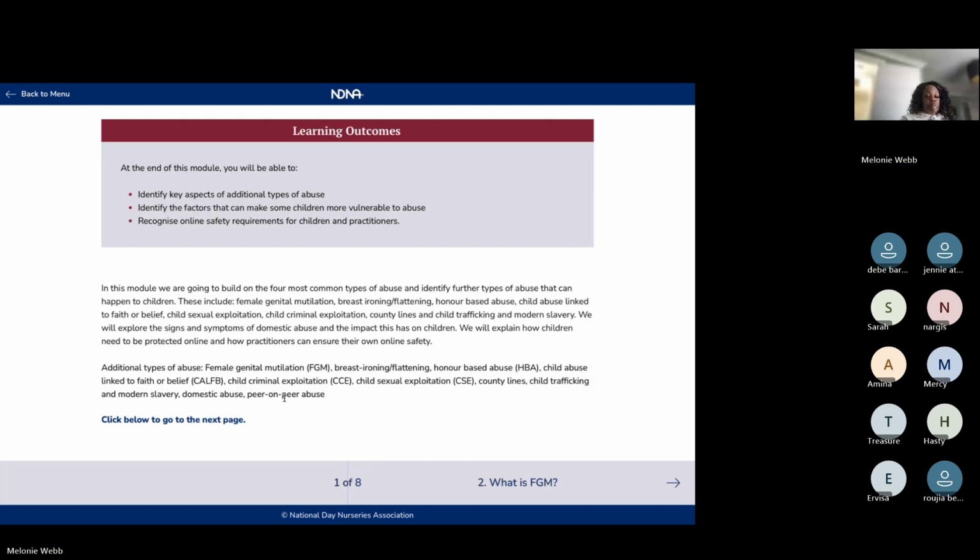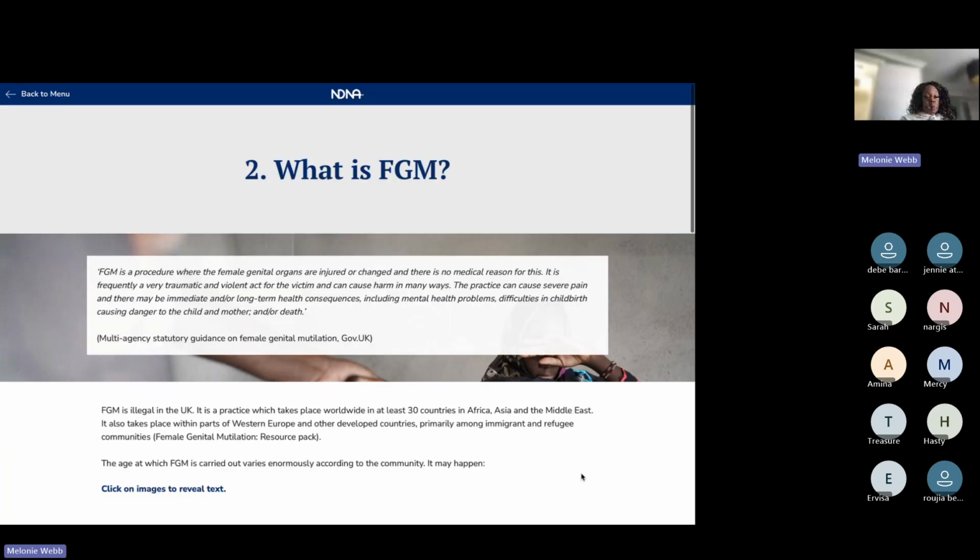So Amina was asking earlier about the domestic abuse again, but we'll also cover more sensitive subjects that are considered less common but do happen and have happened in Redbridge as well. So let's have a look at what FGM is.